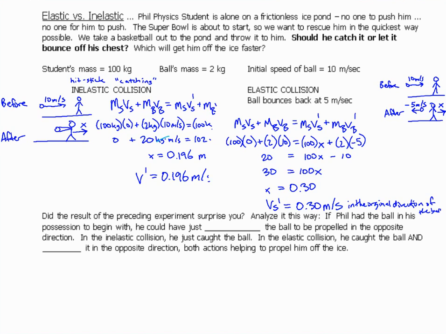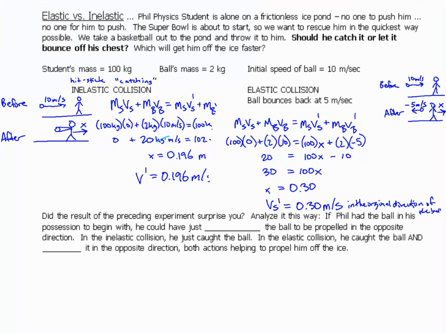Basically, in the elastic collision, the student did both. The ball hit him, which is the same as catching it, and then it bounced off of him. This would be the same as if they threw it. So he did both.